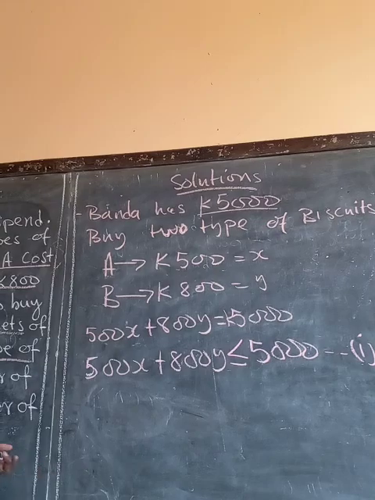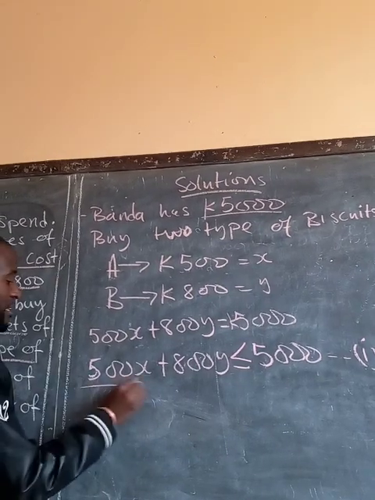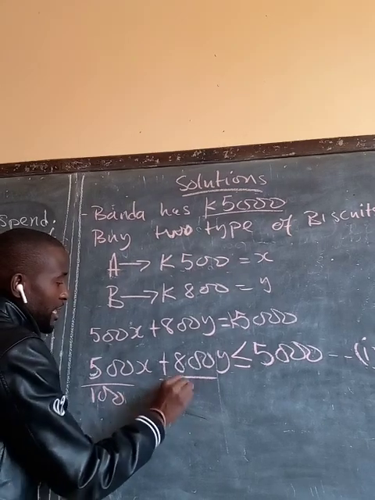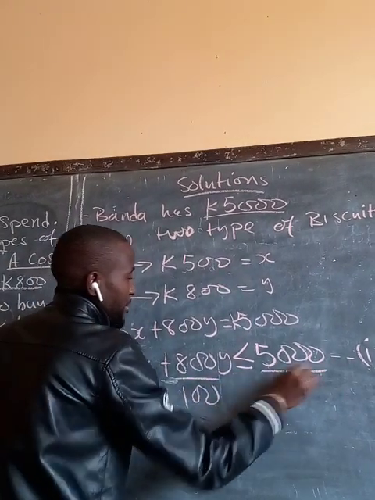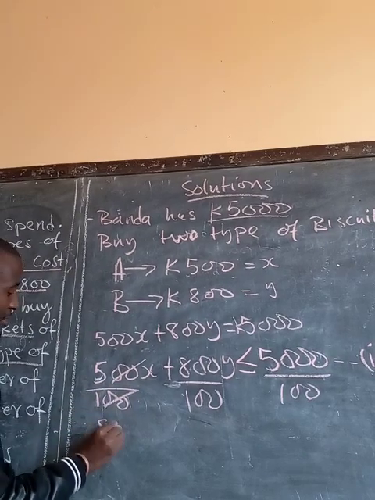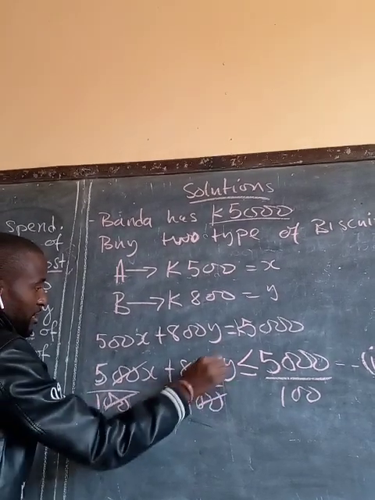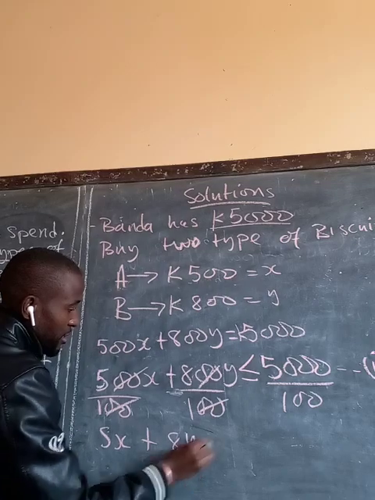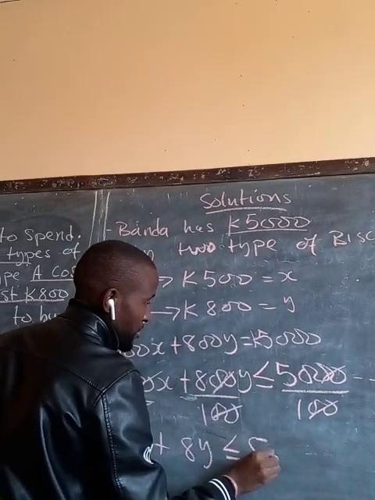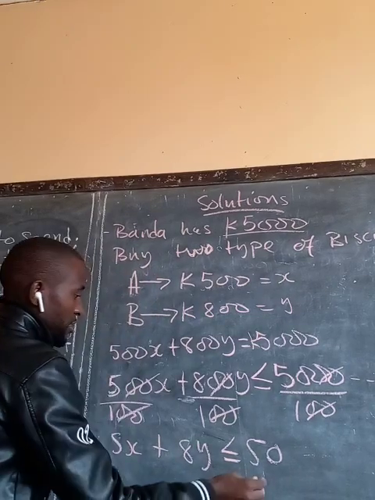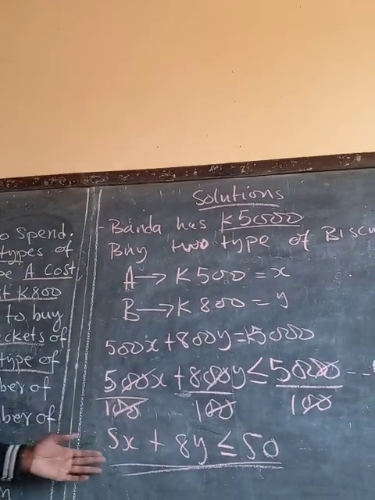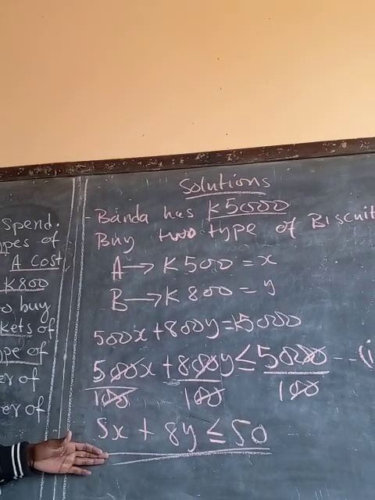If you want, you can reduce this by dividing everywhere by 100, even this side by 100. So I cancel these zeros. It will be 5X plus 8Y is less than or equal to 50. This is the final simplified inequality.